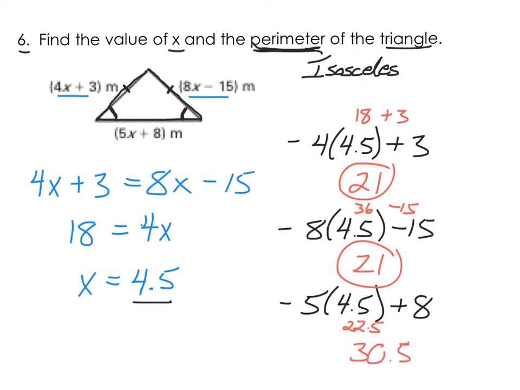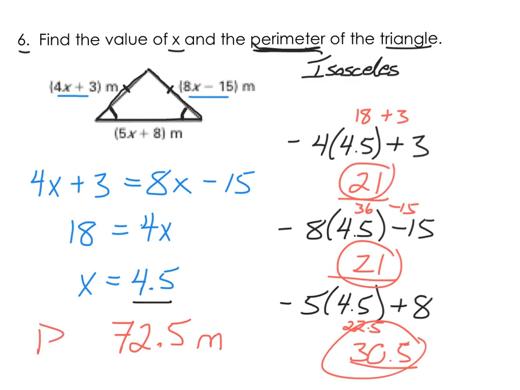So the last thing I need to do to figure out my perimeter is add all three of these values up, 21, 21, 30.5, which gives me my final answer of 72.5 meters. And that is for my perimeter.